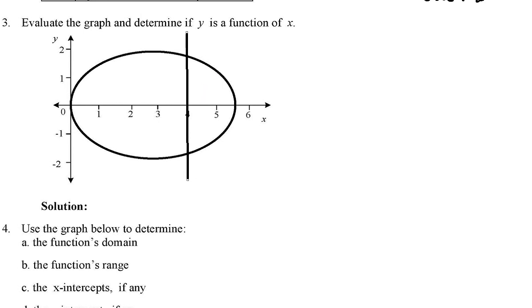So for example, at x equals 4, you hit the graph here and here with a vertical line. So that means that x value of 4 has 2 y values that go with it. That y value up there, and then also this y value down here. So you've got one x value with 2 different y values, not a function. So that one's not a function. It fails the vertical line test.